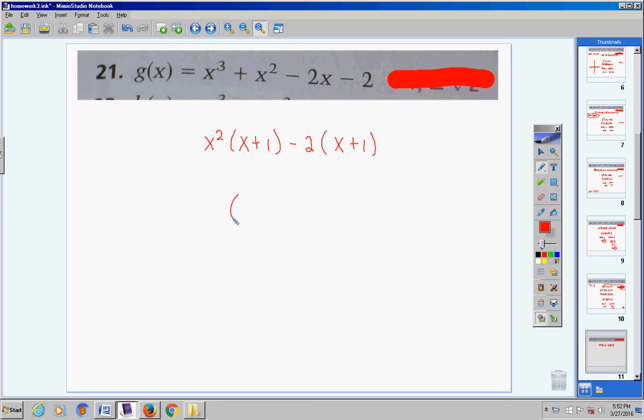Do my parentheses match? Yes, they do. My other parentheses would be x squared minus 2. There we go. Look at that. I did it. This entire expression here factored down to this right here. So now take each group, set each group equal to 0, and solve.